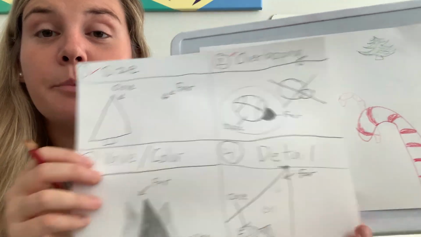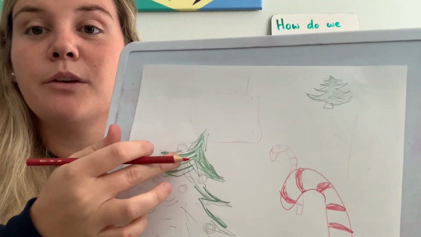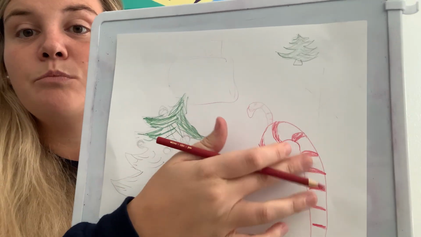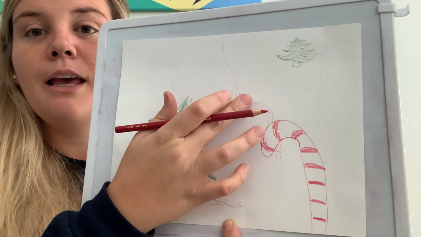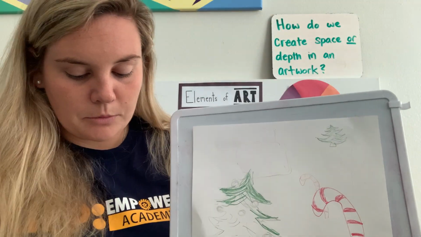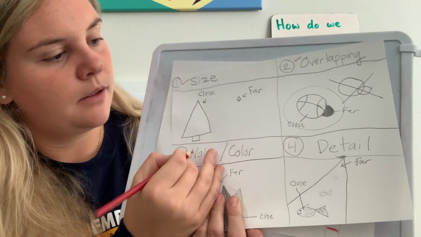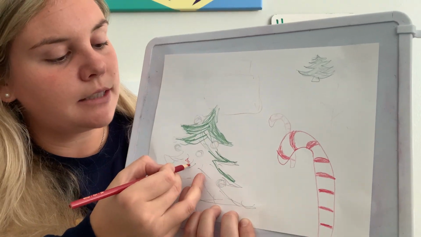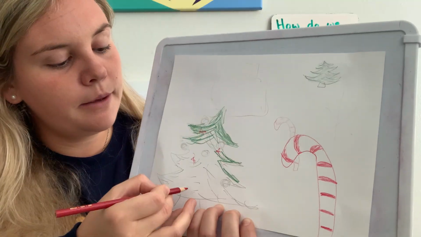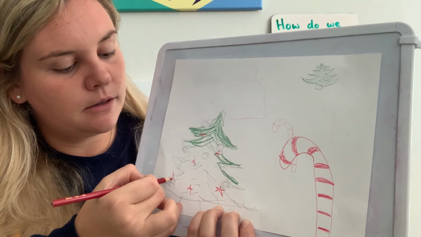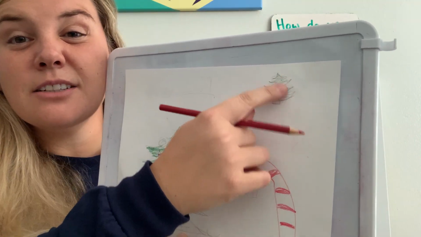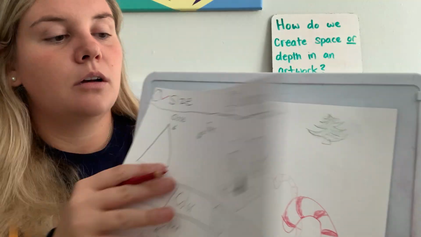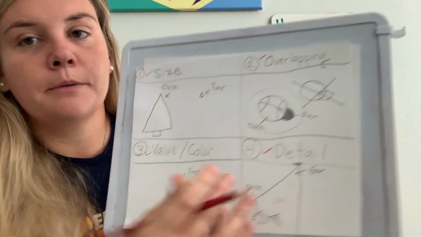Value and color. We practiced this by making our front tree really, really bright and our back tree really faded. And the same thing with the candy cane, bright in the big candy cane in the front and faded in the one in the back. So I'm gonna put check. And detail. I added way more detail. I can even add some more details on my tree in the front. Way more details in the front. And I put way less details in the back. Maybe you can't even see the red in the back because it's so much more faded. So I'm gonna put a check mark.